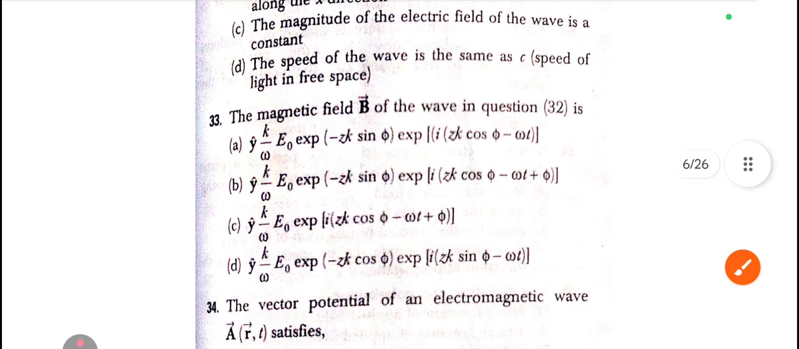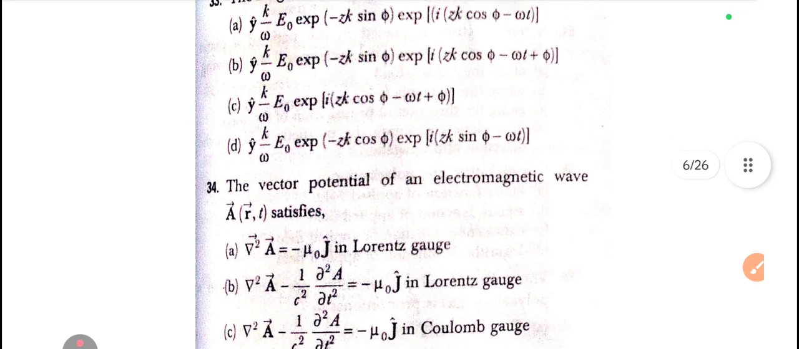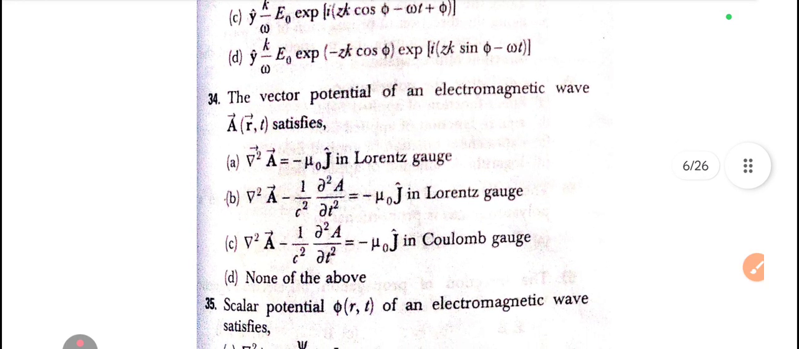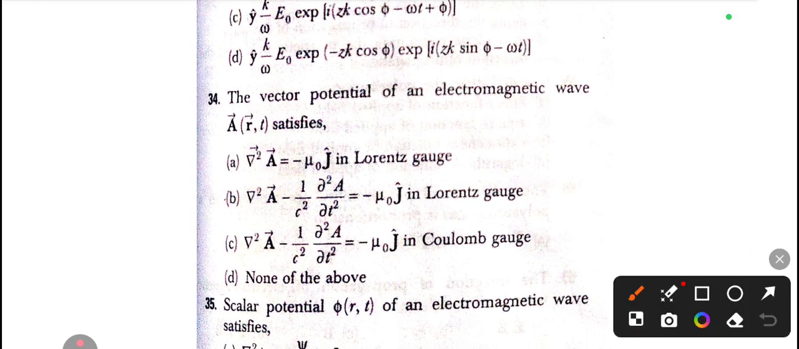Question number 33. Here given magnetic field. This is a very lengthy question. I will skip this also. The vector potential of an electromagnetic wave satisfy. You have to remember this. This is an important relation. Try to learn it.